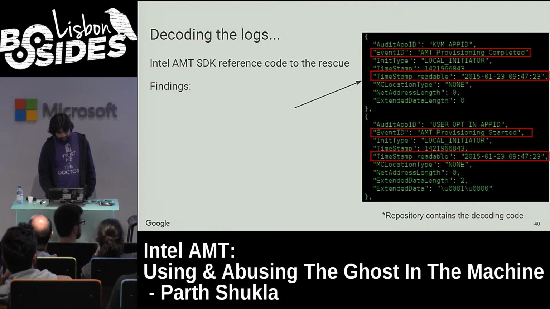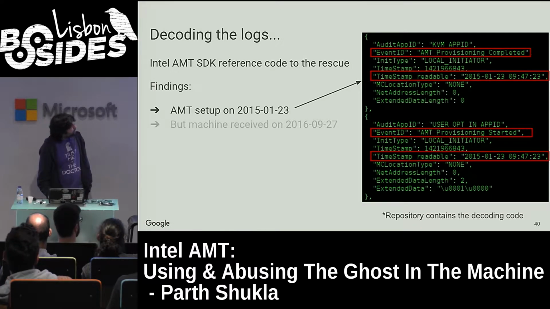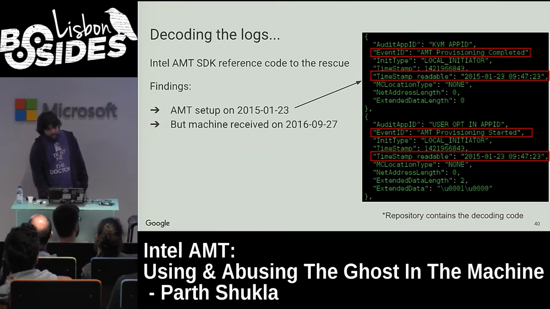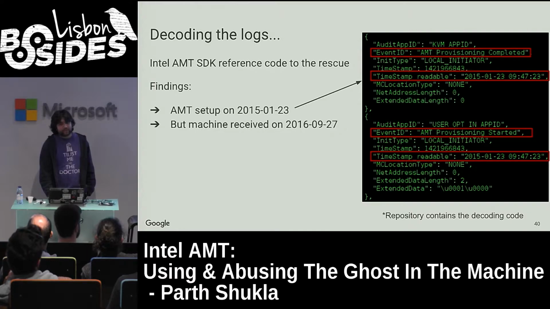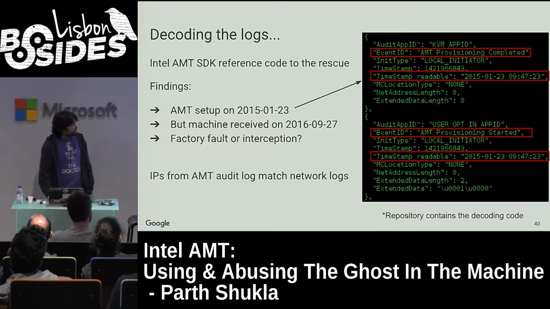So, findings. This is the screenshot of the actual audit log from the machine that took 2 weeks away from me. According to inventory, Google received this machine on the 27th of September 2016. But according to the audit log and the provisioning record, the AMT was set up on the 23rd of January 2015. So factory mistake, shipment interception, but nothing suspicious in the audit log.